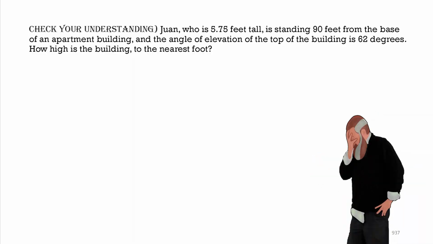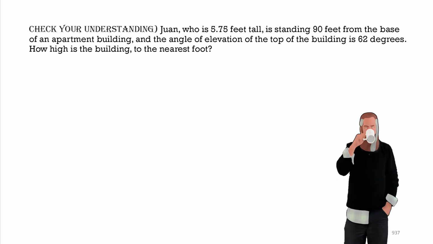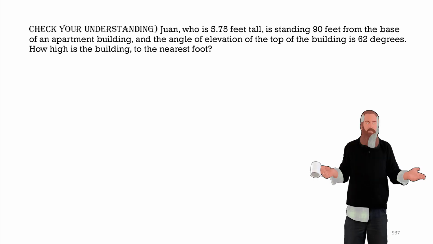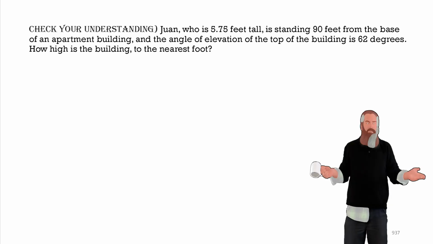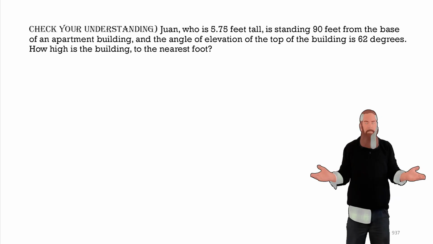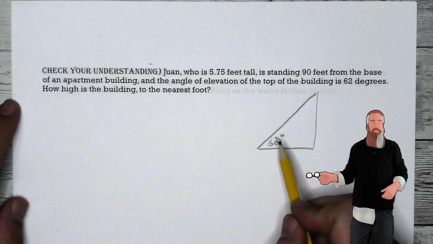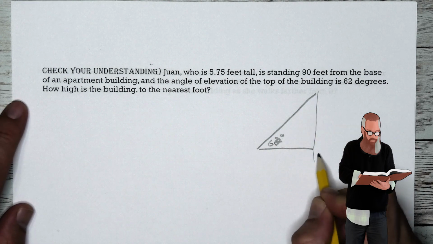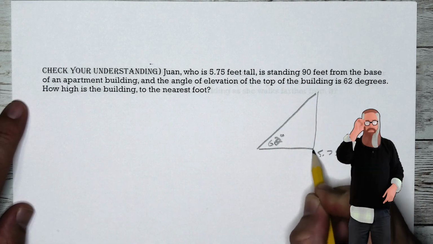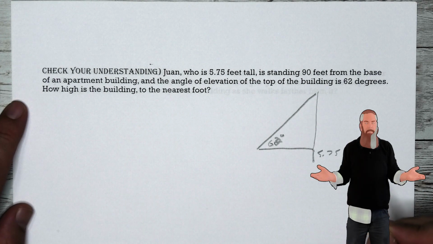Juan, who is 5 3/4 feet tall, is standing 90 feet from the base of an apartment building, and the angle of elevation to the top of the building is 62 degrees. How high is the building to the nearest foot? This means we know we have 62 degrees looking up. We also know that we have 5.75 feet at the base that we're going to be adding on.